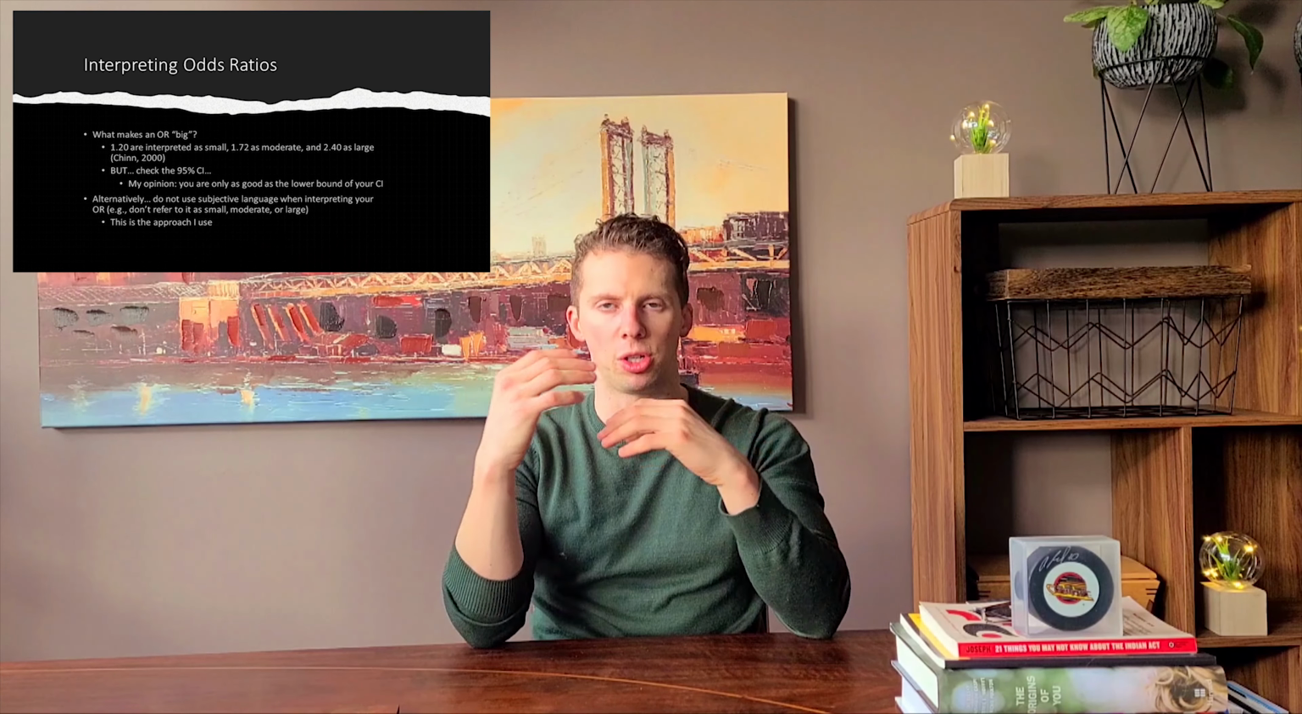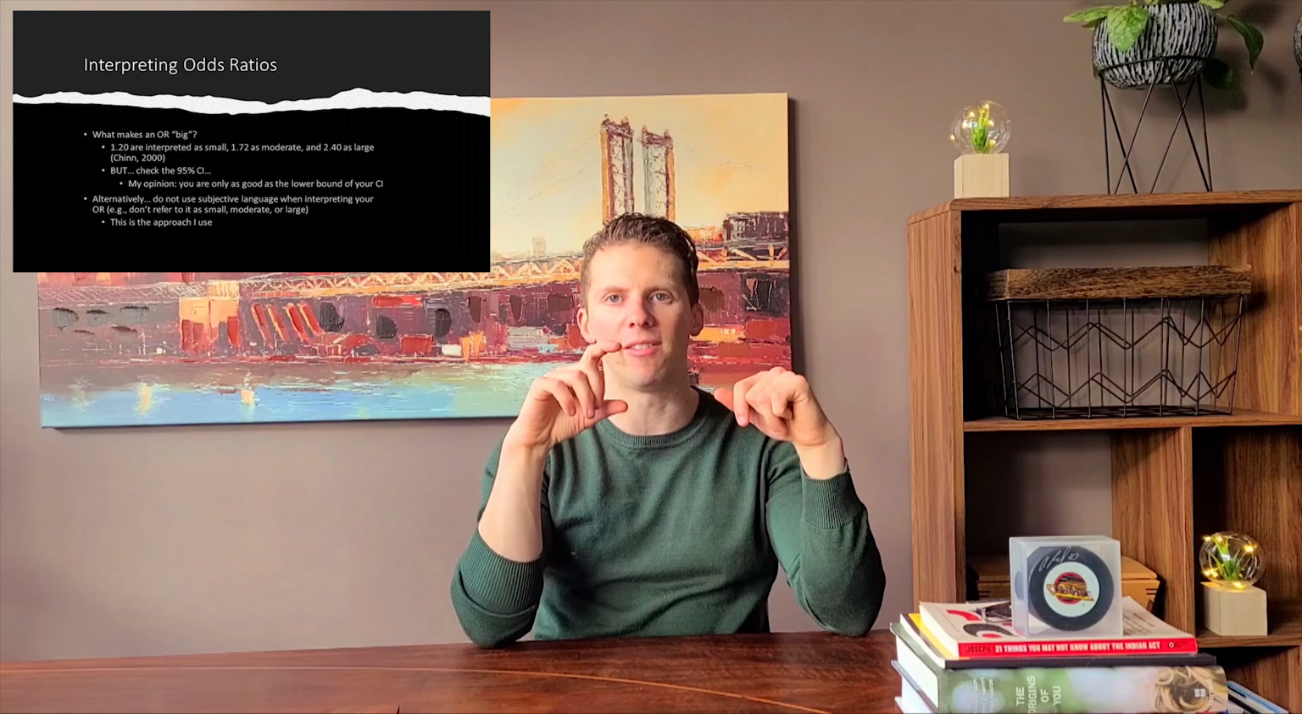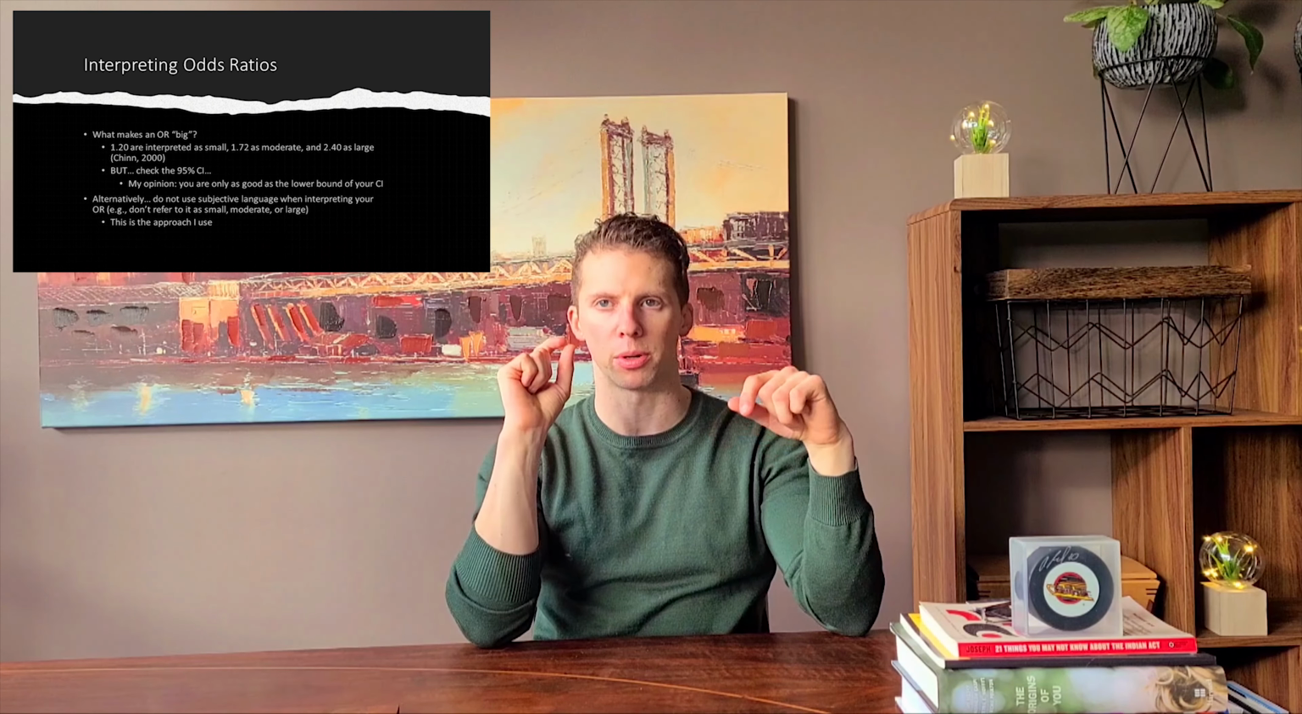Students will want to know, what is a large effect size? What makes it a big odds ratio? I actually think that we should avoid this sort of subjective language and not really worry about these benchmarks, especially because the size of the odds ratio can be dependent on a lot of things. If we're looking at an interval level variable with a really wide range, then it's hard to have an odds ratio that's particularly high in magnitude. Chin, in the 2000 paper, basically said that an odds ratio of 1.20 should be interpreted as small, 1.72 as moderate, and 2.40 as large.